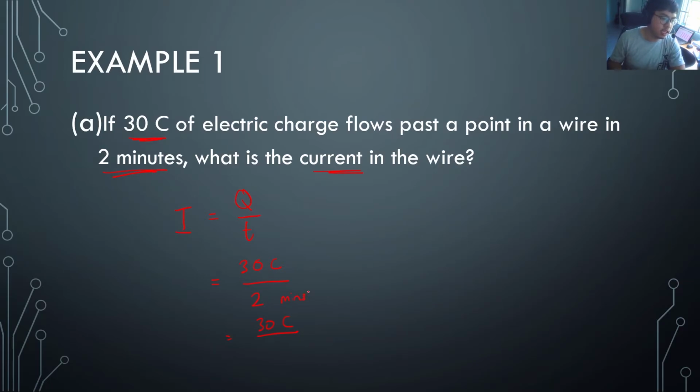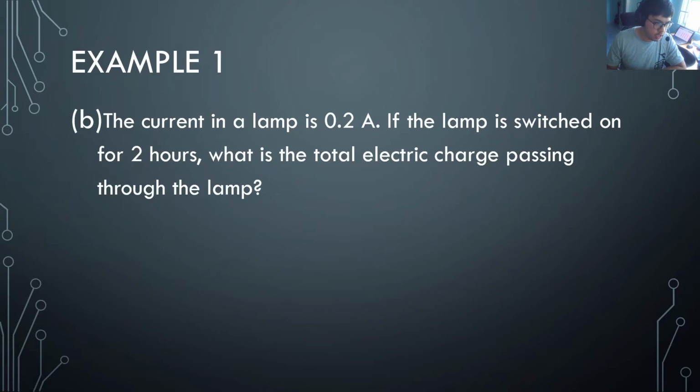When you are doing calculations, make sure you convert everything to SI units. So 2 minutes, you convert it to seconds. 1 minute is 60 seconds, so 2 minutes is equal to 120 seconds. Then 30 divided by 120 is equal to 0.25 amperes. And that's the answer.